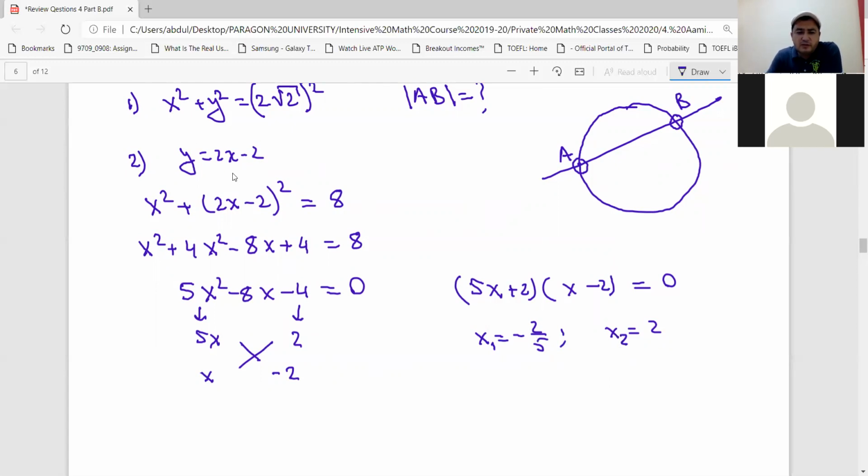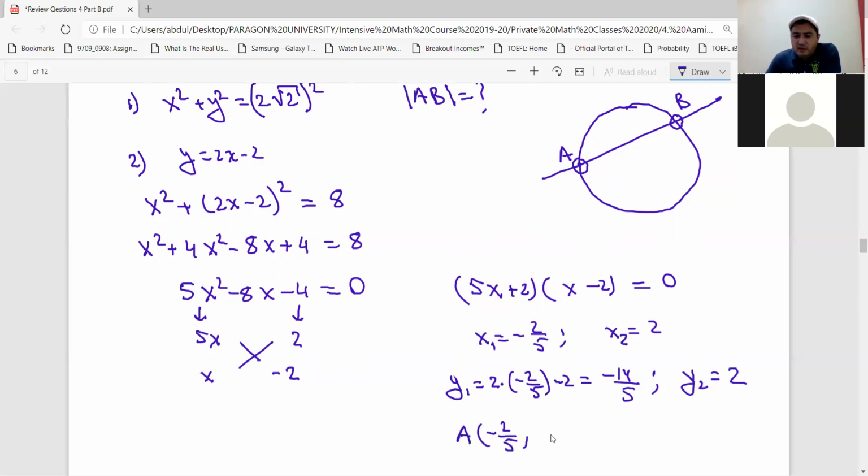Anyway, x1 equals this, x2 equals this, and we know how x and y are related to each other from this equation, and also we can write the value of y1 equals 2 times x1 minus 2 over 5 minus 2. If we simplify this, negative 4 minus 10, that is negative 14 over 5. And how about y sub 2? If you substitute 2 here, 4 minus 2, that's equal to 2. So coordinates of A are negative 2 over 5 and negative 14 over 5.